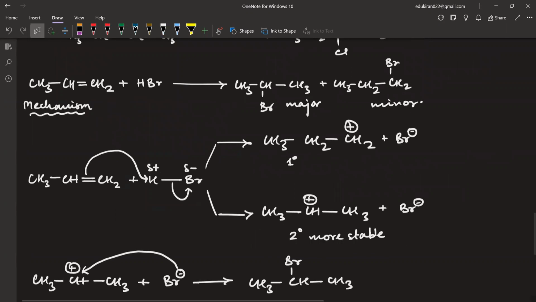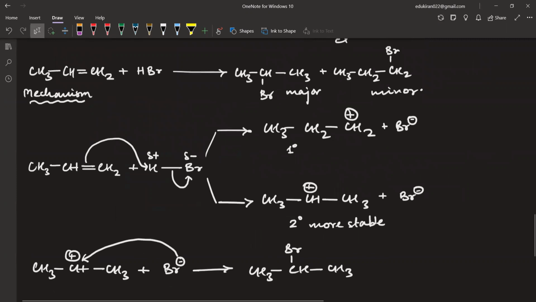Please write the mechanism. And this is the origin of Markovnikov's rule. Okay. The stability of carbocation is the origin of Markovnikov's rule. Write this down, then we will write the Markovnikov's rule.